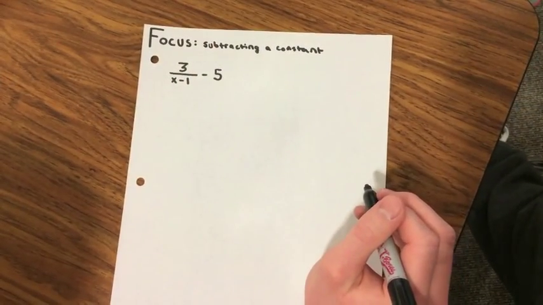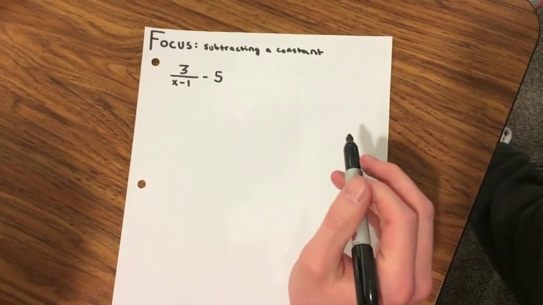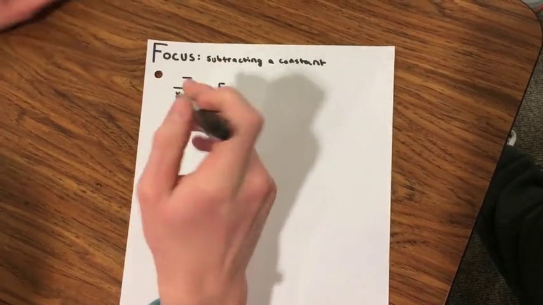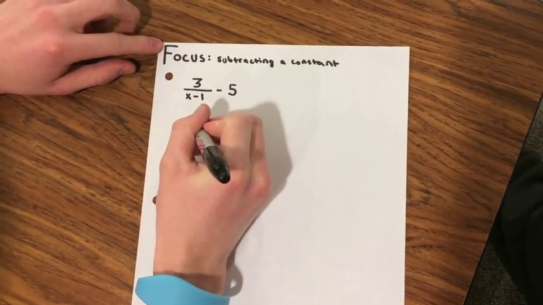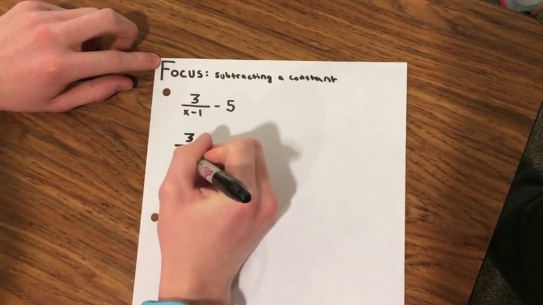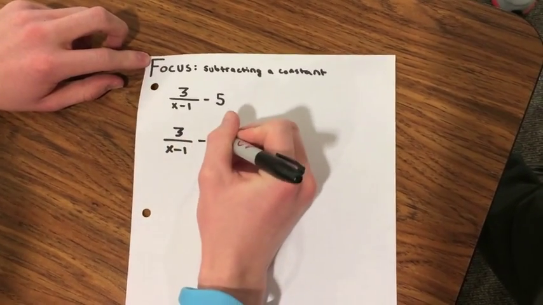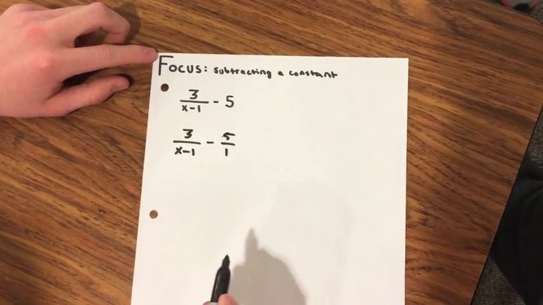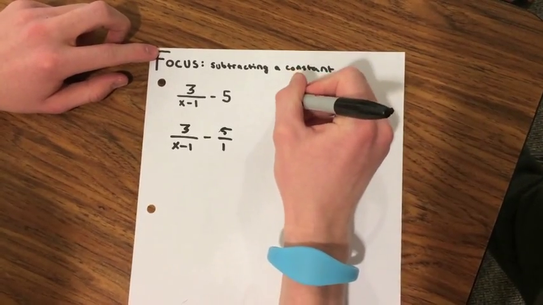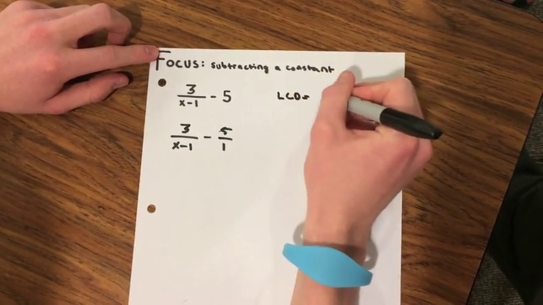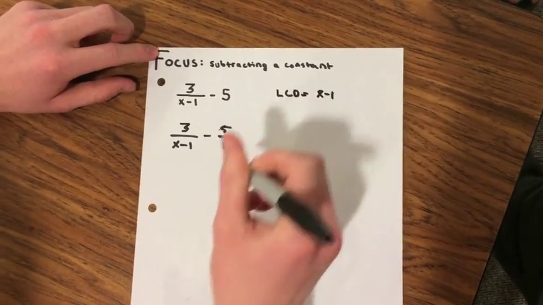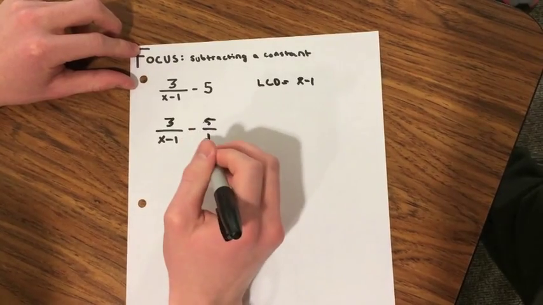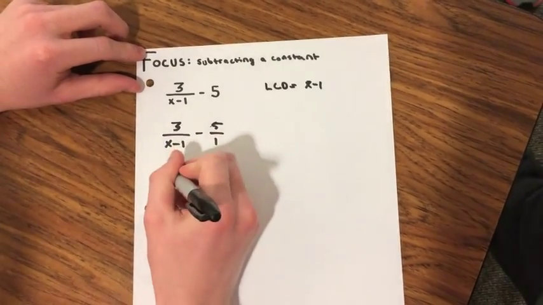Today we'll be focusing on subtracting a constant from the problem we have here. This function can also be written as 3 over x minus 1 minus 5 over 1. Since we're trying to find the least common denominator, which in this case would be x minus 1, we'll need to move the x minus 1 up here and the 1 up here.